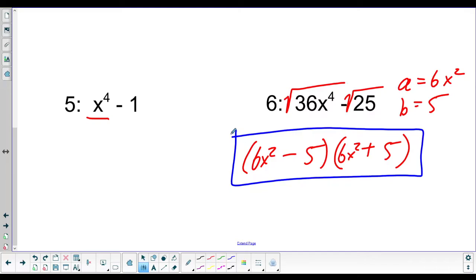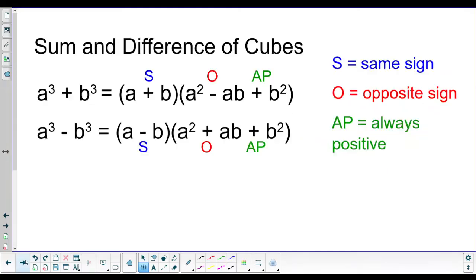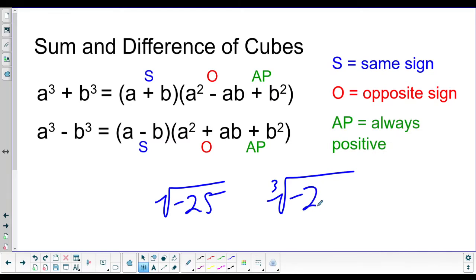And that's the answer. All right, let's go talk about sums and differences of cubes. So now, just like you can't take a square root of a negative number, but you can take a cube root of a negative number, we can't do a sum of squares, right? This thing doesn't exist. This isn't a thing.